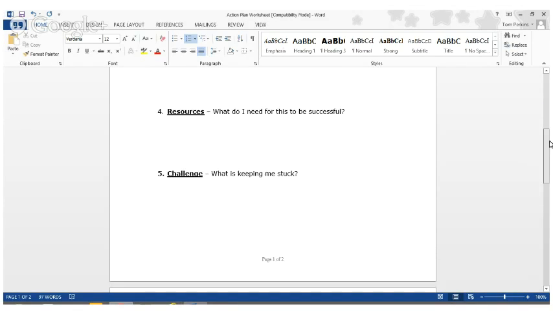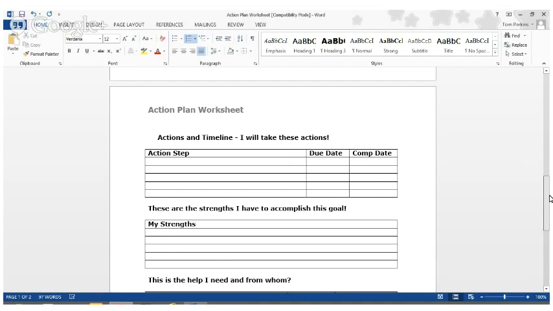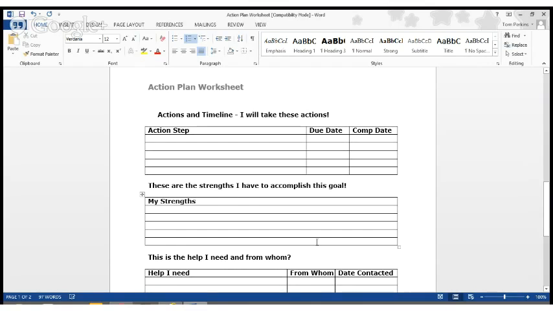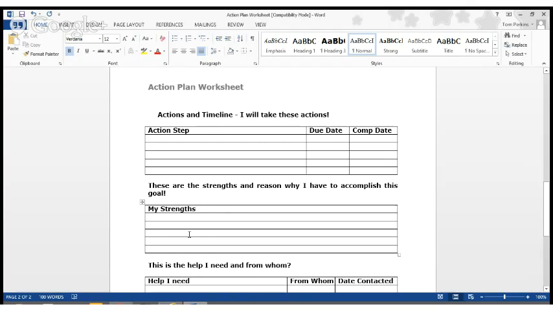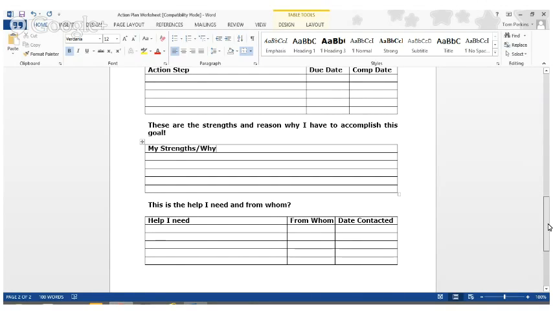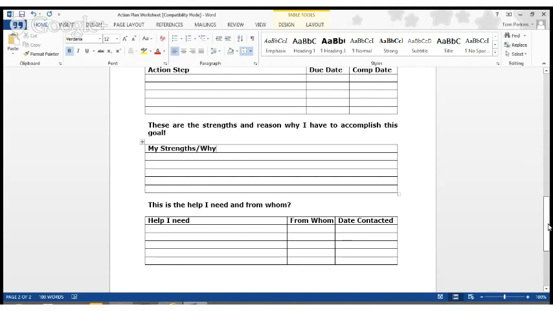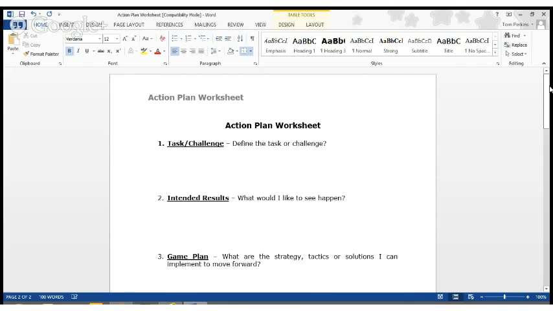As we go down, we're going to go over some action steps, how to set them with due dates and completion dates, and strengths. And with strengths, what I'd like to be able to do is strengths and reason why. So your strengths and your why, because why is a big thing to me, and I know to us also. As we continue down, the last section on the second page is who do you need help from? What type of help do you need, and who do you need it from? So with that, I'm going to get started and go over it one more time, but a little bit deeper.